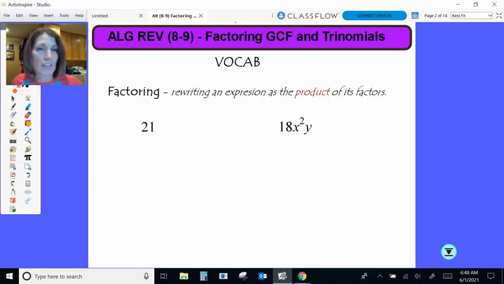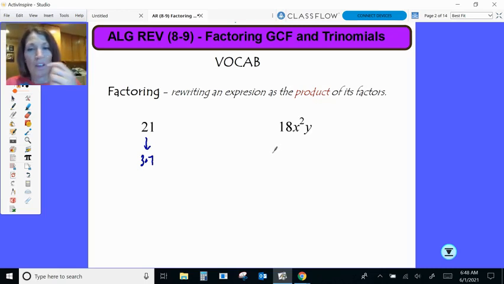can have many terms. First of all, what is factoring? It's basically rewriting an expression as a product of its factors, all multiplied together. So 21 would be rewritten as 3 times 7, and this would be factored out because there are no more numbers that could be multiplied there.